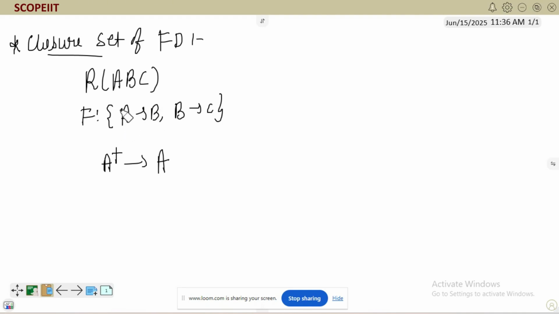So from A we can get B. So I'll write it here. Then from B I can get C. Yes, so I'll write it here. So what is the closure for A? Closure for A is A, B, C.